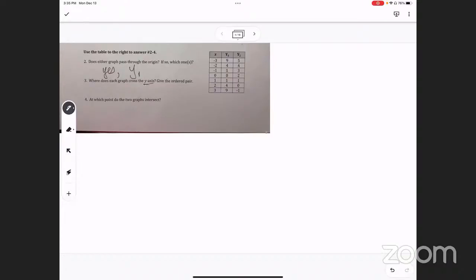Where does each graph cross the y-axis? Well, crossing the y-axis means that x equals what? 0. Yeah, x equals 0. So look to the right. Here's your x-axis. Here's your y-axis. The place where it crosses the y-axis is where x equals 0. But y can be whatever, right? But x has to be 0. So this point right here would be 0, 3. This point down here would be 0, -1. This point way down here would maybe be 0, -10.